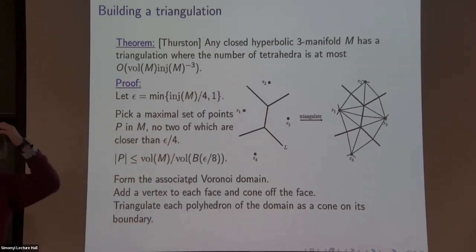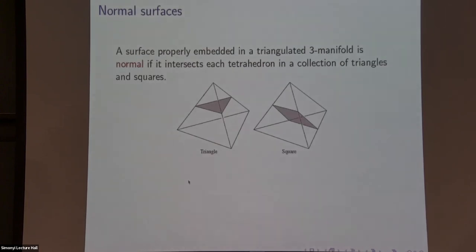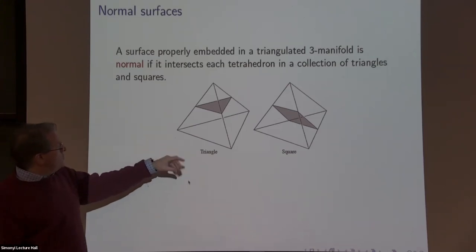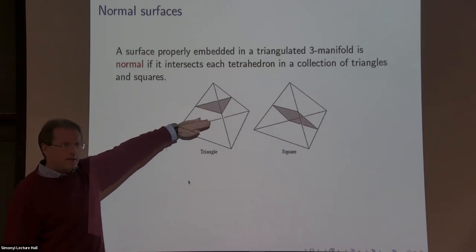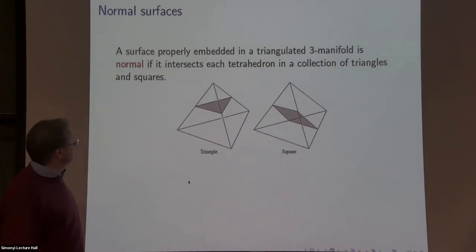In a bit I'm going to also talk about a case where you have cusps as well. Another part of the story are so-called normal surfaces. These are used a lot in three-manifold theory. A surface properly embedded in a triangulated three-manifold is called normal if it intersects each tetrahedron in a collection of triangles like this, and squares like that.